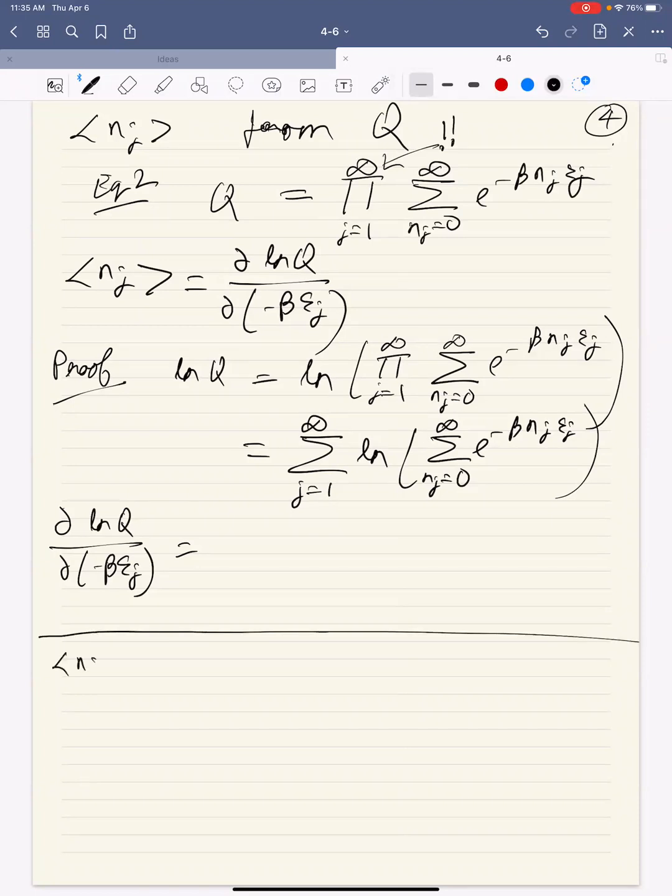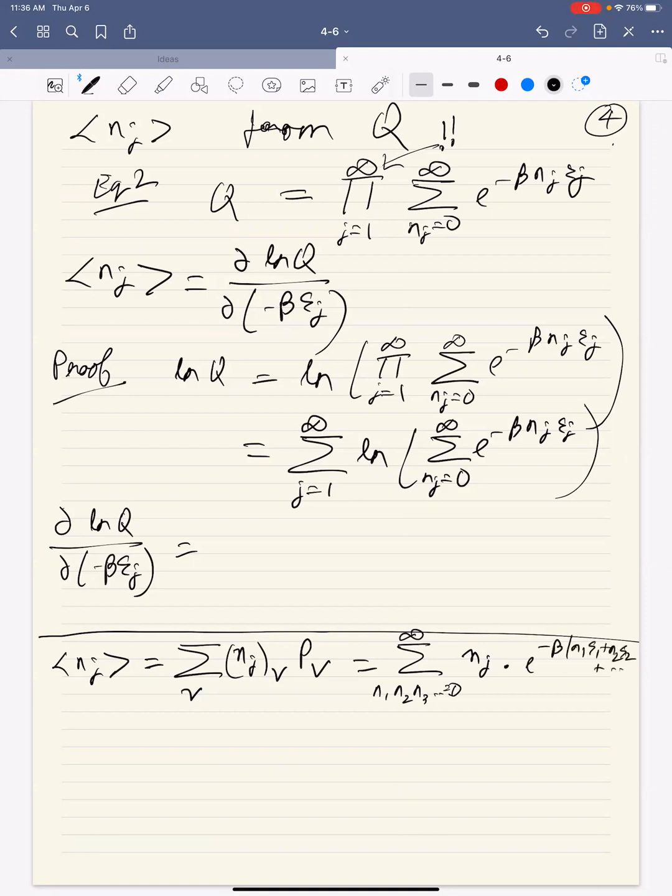We want average Nj, right? What is Nj? It is going to every microstate, taking the value of Nj in that microstate and multiplying by the probability, right? Everyone agrees with this? So how do we do that? What is the meaning of a microstate? The meaning of a microstate is looking at the value of N1, N2, N3, and so on, all possible values of N1, N2, N3, and they can go from 0 to infinity. The value of Nj in that microstate. What is P nu? P nu is e to the power minus beta N1 epsilon 1 plus N2 epsilon 2 plus and so on, divided by Q, right?